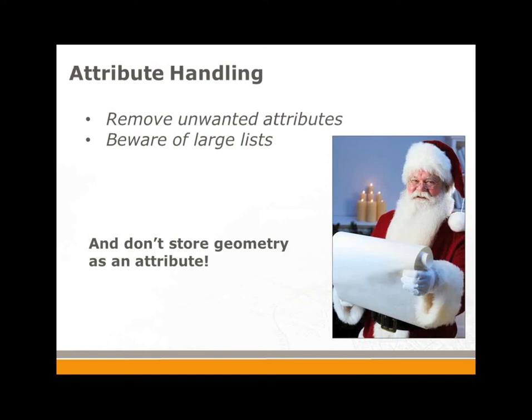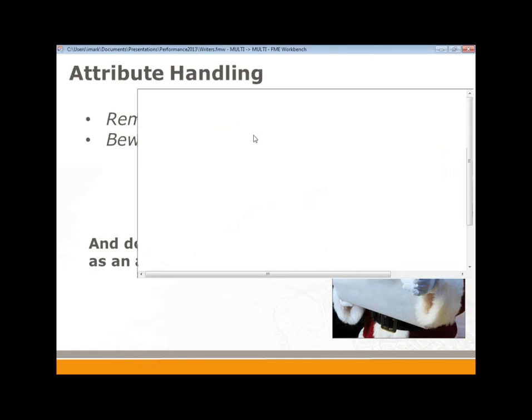And don't store geometry as an attribute. Sometimes you have to do that, but try and drop it again as quick as you can. Don't read a spatial database using a non-spatial reader. If you're going to read the geometry column into an attribute, that would be bad. So let's have a look at that.